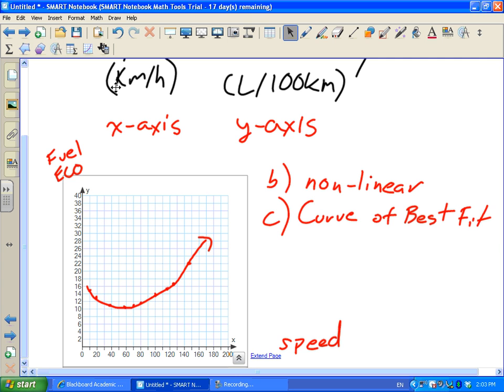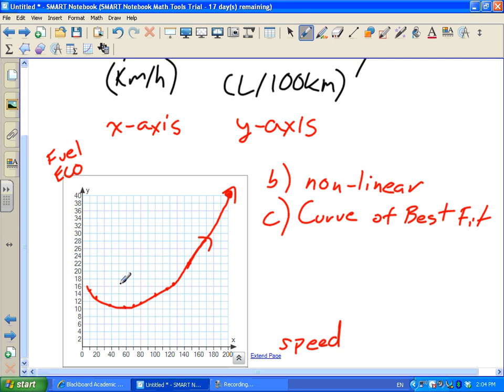Question D says to use your model to predict the fuel economy at 200 kilometers an hour. So we have to follow this line we've made. We've got to go up to about 200. So if I was to continue this, I'm going up, up, up, up. What are we reaching around 200 kilometers an hour? 40. So we're looking at around 40 liters per 100 kilometers. Our car is far less efficient now, the faster we're going. And finally, this car does not get very good fuel economy.